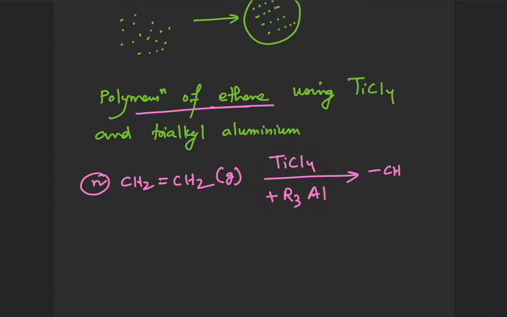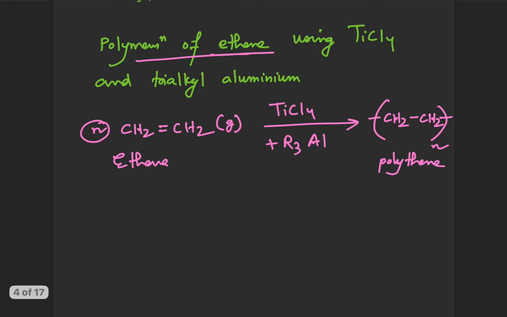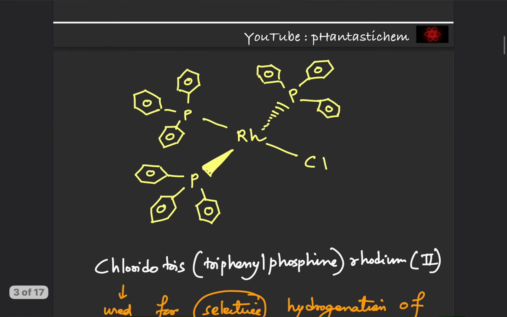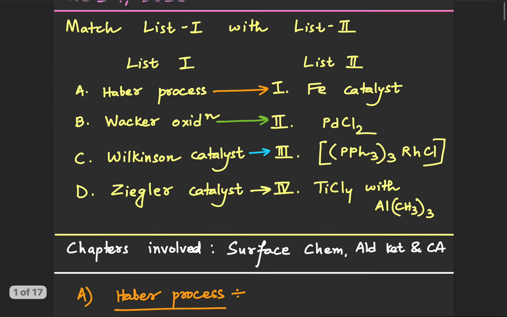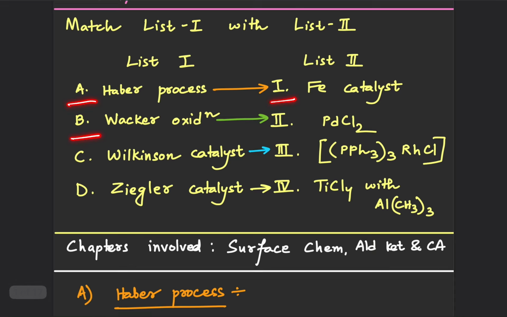So we will get CH2 single bond CH2, and so we get a very big molecule which is known as a macromolecule. So this is ethene, this is polythene. So therefore D will be matched to 4. This is the application of Ziegler-Natta catalyst. So therefore the final answer will be A1, B2, C3 and D4. Okay.